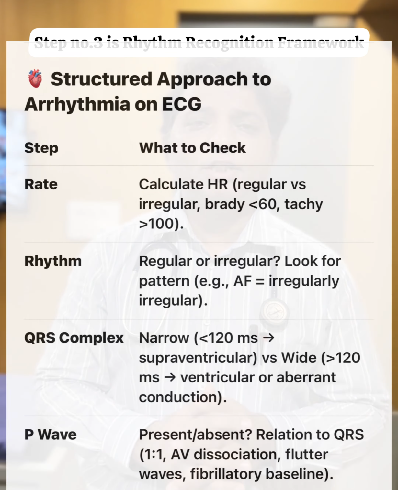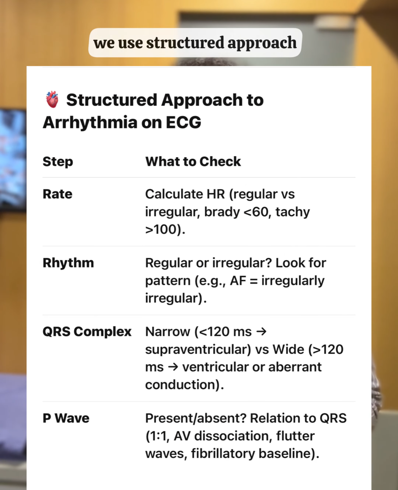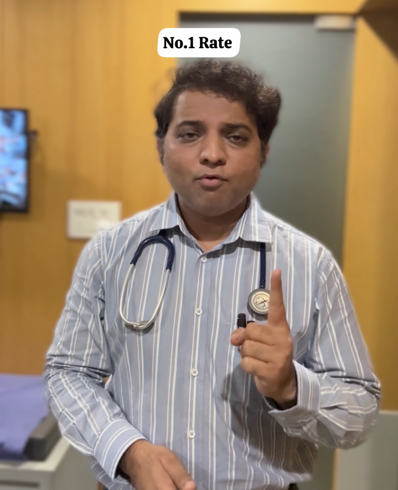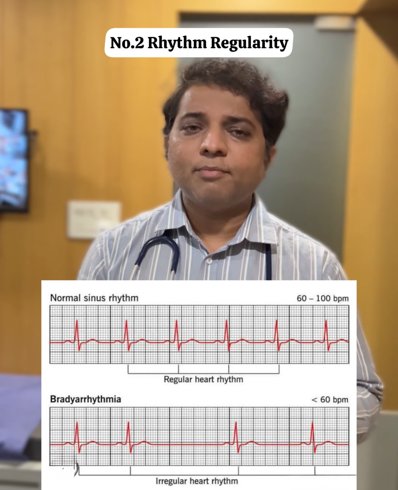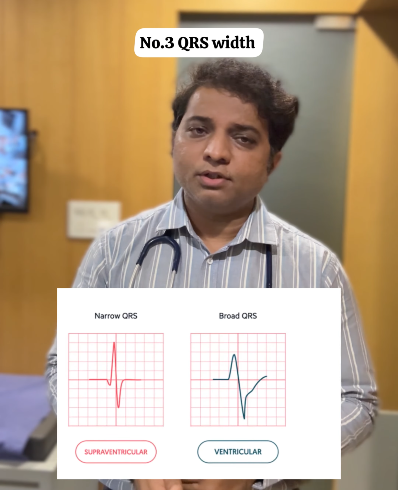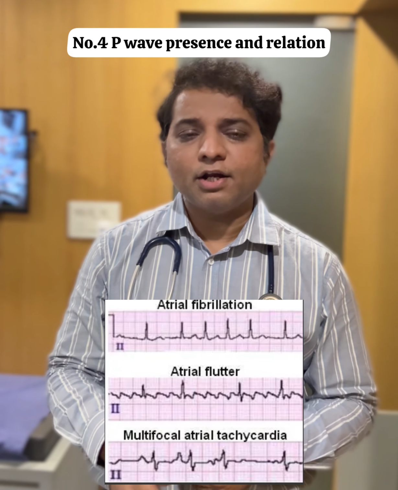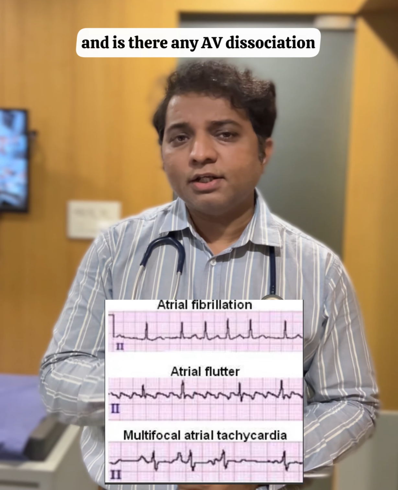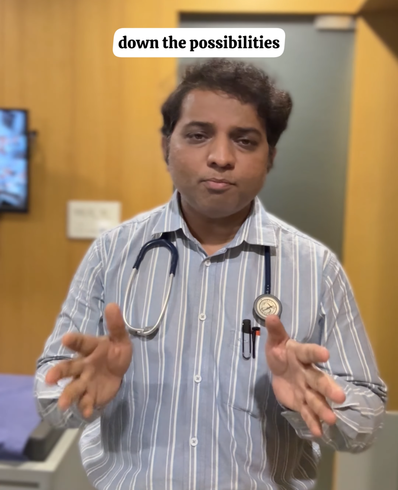Step number 3 is the rhythm recognition framework. To systematically analyze any arrhythmia, we use a structured approach. Number 1, rate. Is it tachycardia or bradycardia? Number 2, rhythm regularity, regular rhythm or irregular rhythm. Number 3, QRS complex, narrow complex or broad complex. Number 4, P wave presence and relation. Are P waves visible and is there any heart block or dissociation? So this simple 4-step method helps to narrow down the possibilities.